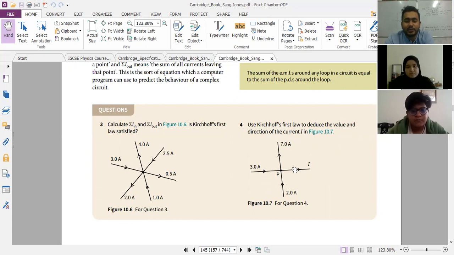So first, when we write, sum of I in equals sum of I out. So how many currents are entering? 1, 2. How many are going away? This and this, right? So now this is a bit tricky. Nabila, tell me your answer first.